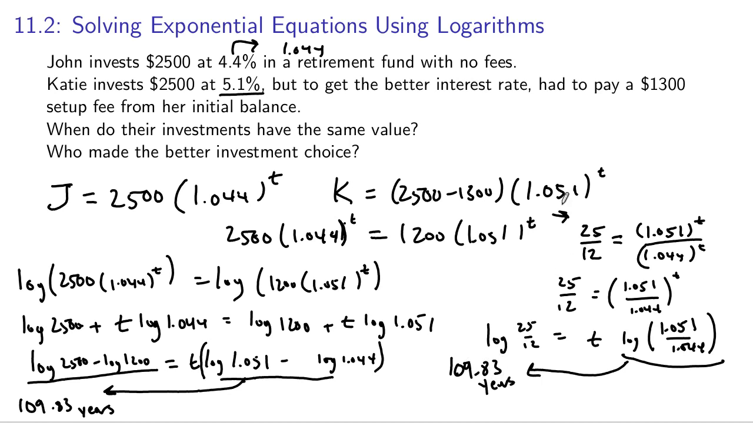And I feel like the second way is much simpler, so I would suggest trying to rearrange the equation into this form before you take the logarithm of both sides to simplify your work. Who made the better investment choice? Well, John did. He is presumably going to retire in less than 109 years from now. He'll have more money in his account. While Katie had a higher rate, it's just not a high enough rate to justify this huge initial expense, unless somehow she was planning on investing the money longer than 109 years.